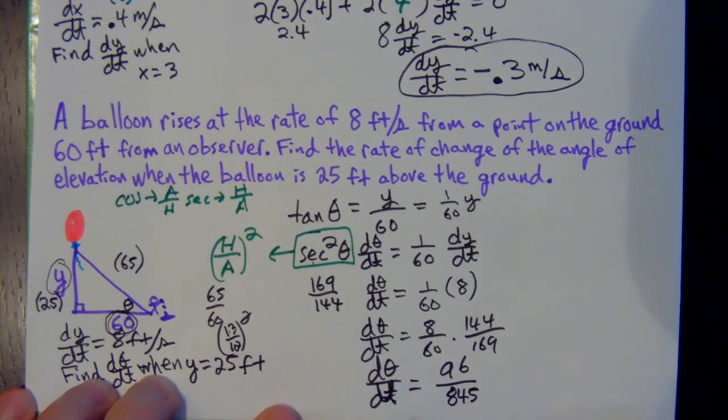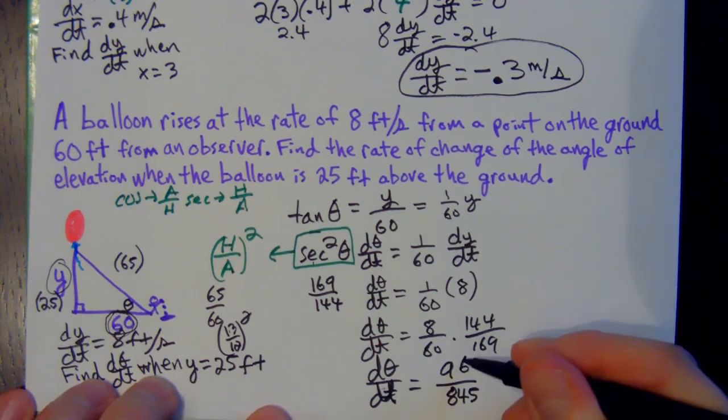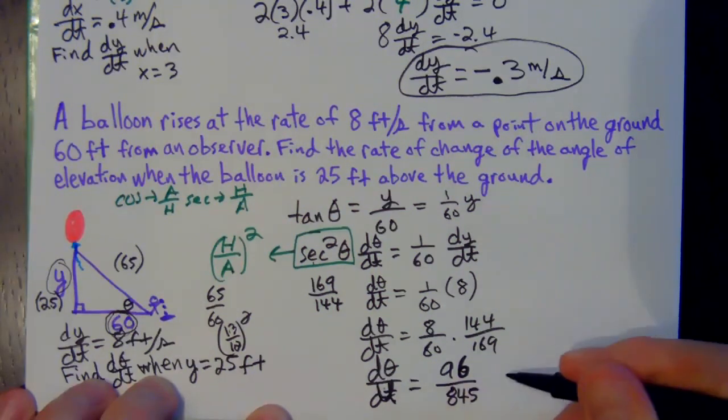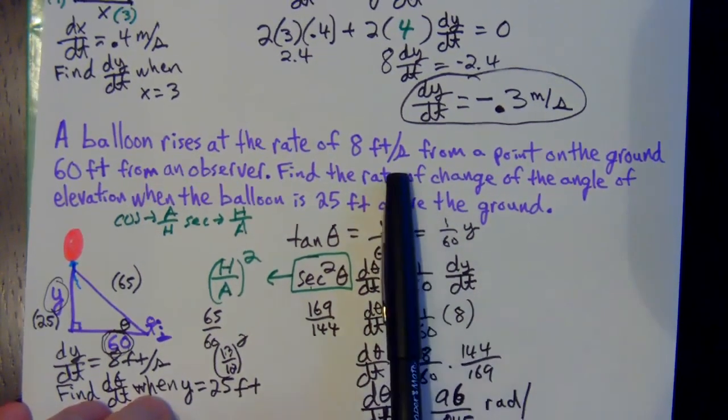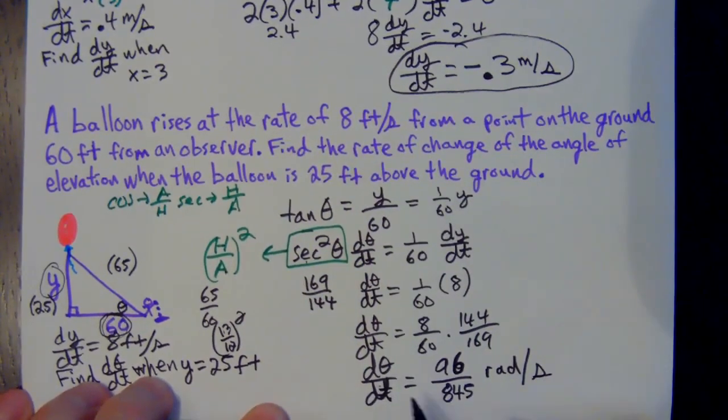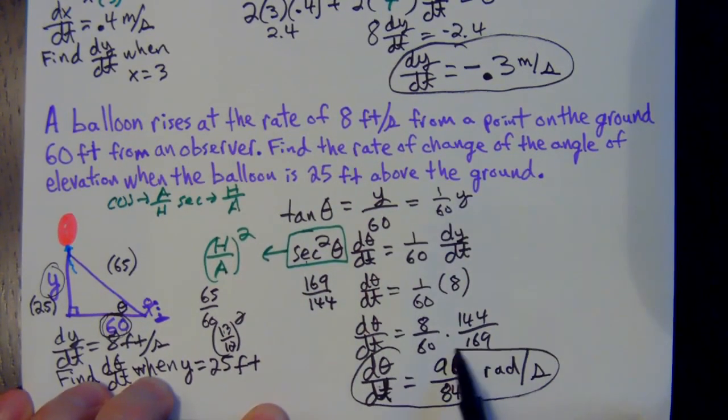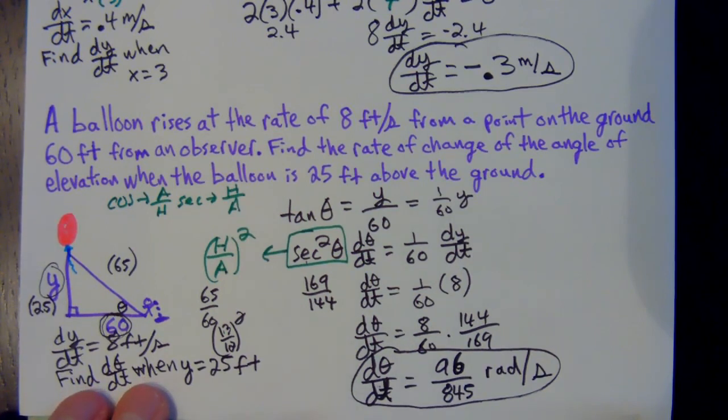Now here's the thing, anytime you do a d theta dt, the units are always, always, always radians per whatever your time measurement is. Our time here is seconds. This is going to be radians per second. So anytime you do a d theta dt, you're going to do radians per second on that.